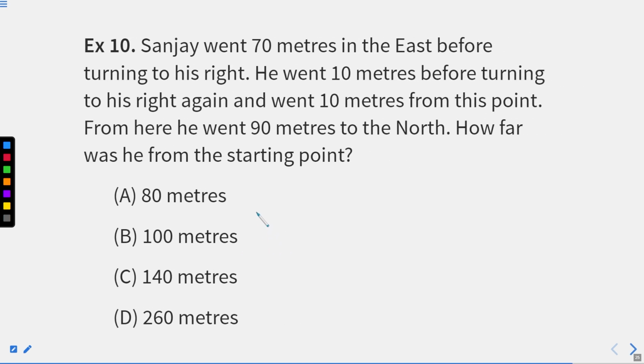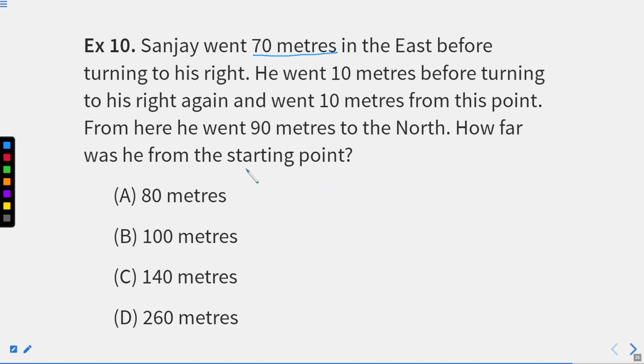In this I want you to take full participation, right? Meanwhile, I am solving this question for you. The first thing that we will do is to read the question, right? So the question says, Sanjay went 70 meters east before turning to his right. And then he definitely turned right. He went 10 meters before turning to his right again and went 10 meters from this point. From here, he went 90 meters in the north direction. How far is he from the starting point?